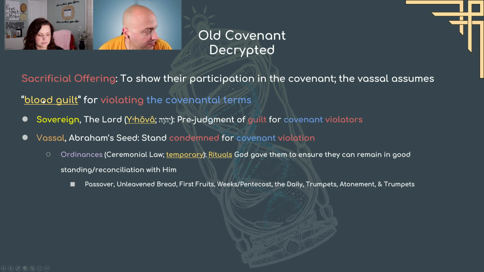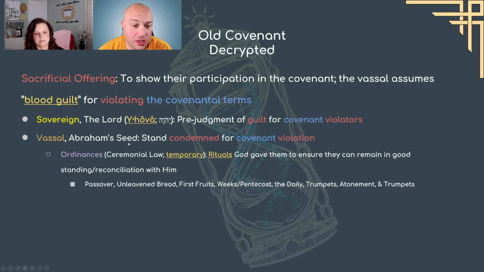So go ahead. Here we have, again, the interaction between the sovereign and the vassal. For the sovereign, it's a prejudgment of guilt for covenant violators. And for the vassal, they stand condemned as covenant violators. Okay? So now we see that a sacrifice was being held.